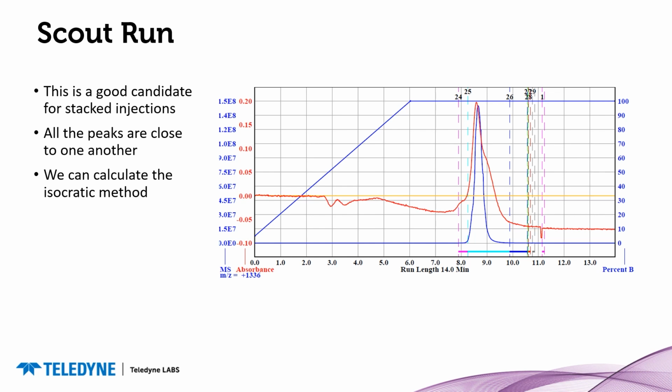A scouting run suggests that this peptide is a good candidate for stacked injections. All of the impurities are close to the desired compound. Although visible as shoulders on the main peak, they will be resolved using an isocratic method. This peptide was soluble in water with only a little methanol, so no DMSO was needed. This is very good because DMSO shows up as an early eluting peak and so would increase the cycle time. If you need to dissolve your peptide in DMSO, it might not be a good candidate for stacked injections.